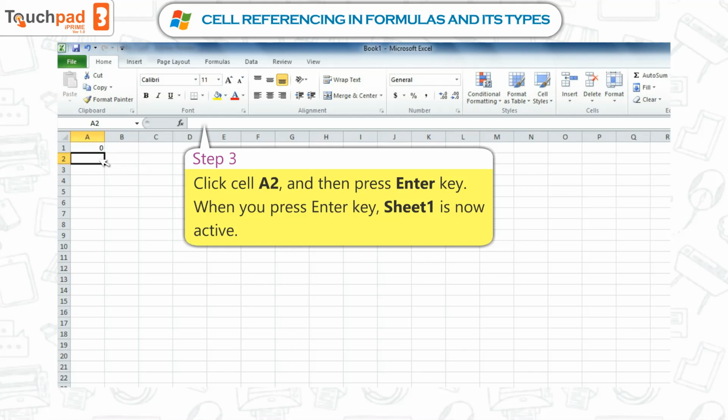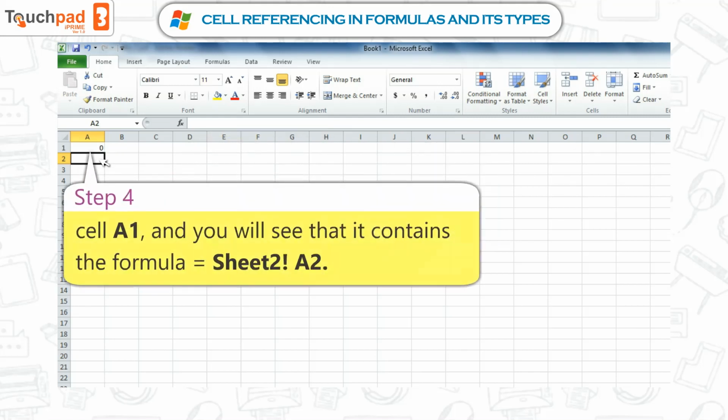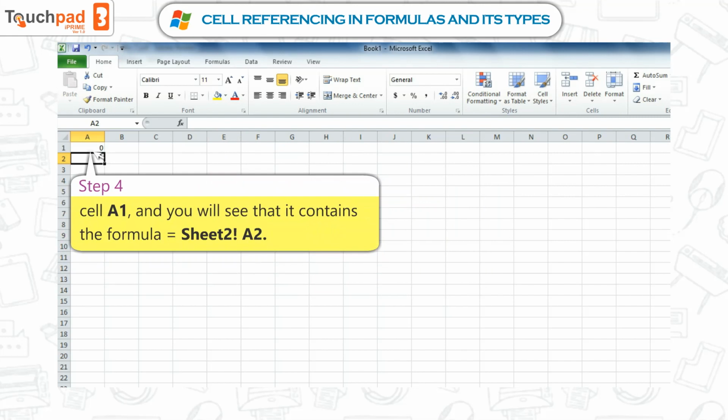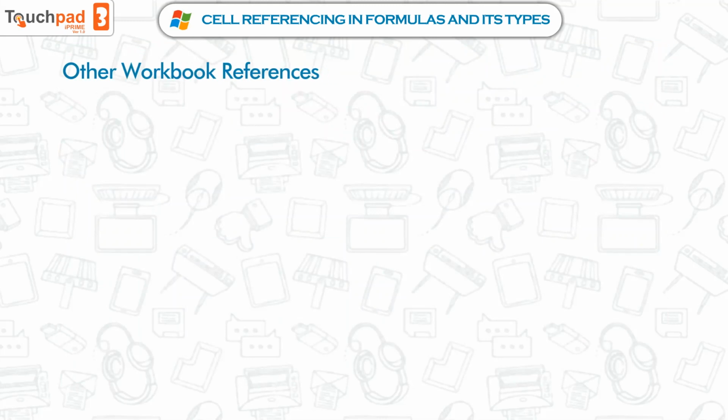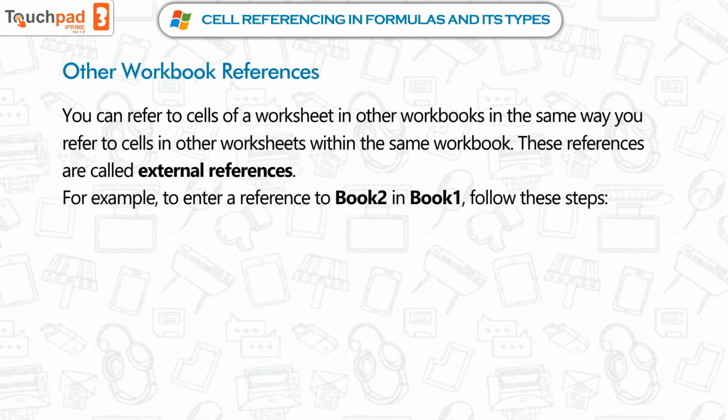When you press Enter key, Sheet 1 is now active. Step 4. Select cell A1 and you will see that it contains the formula =Sheet2!A2. The exclamation point separates the worksheet portion of the reference from the cell portion. Other workbook references. You can refer to cells of a worksheet in other workbooks in the same way you refer to cells in other worksheets within the same workbook. These references are called external references.